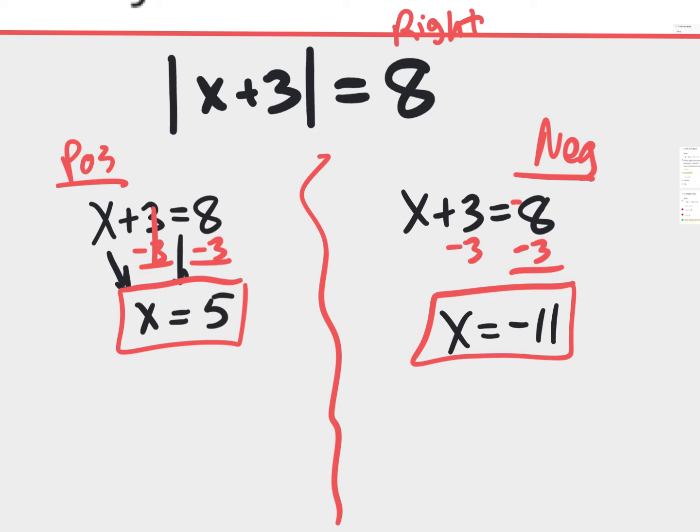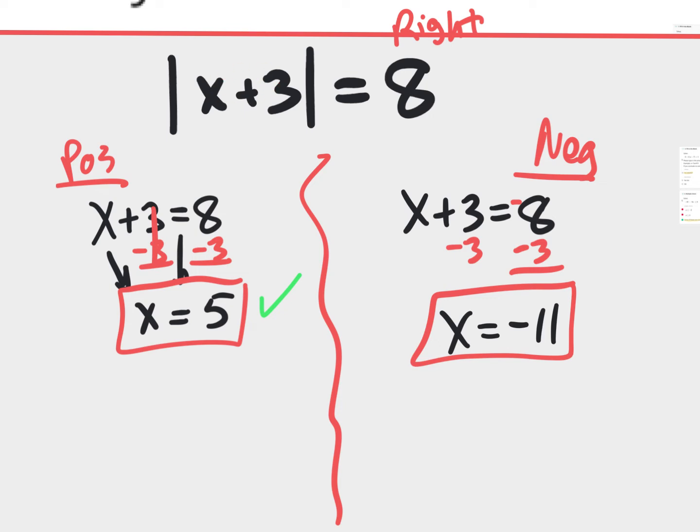Let's double check them. If I plug in a 5 right here, 5 plus 3 is 8. The absolute value of 8 really is equal to 8. So this guy works for sure. I just checked it in my head. Now, of course, you guys could write this out on paper if you get confused. Plug in negative 11 right there. Negative 11 plus 3. Let's think about that. If I owe $11, but I only have $3, well, I could give them my $3 and I'll still owe them $8. So this is really a negative 8.